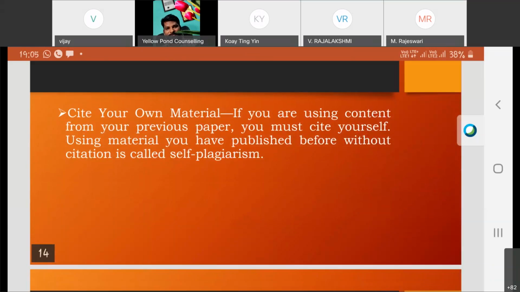The next way to avoid plagiarism is that we have to cite our own material. We have published many articles in our academic career. We know that. But what about the younger generation? What about the students at the UG and PG level? They may not publish a single paper at the UG level. We know. But we have to motivate the students here.